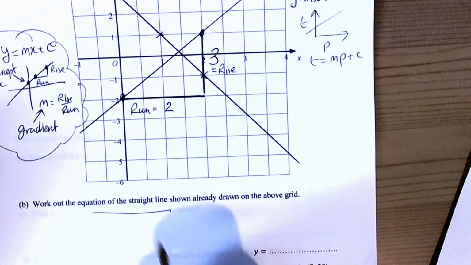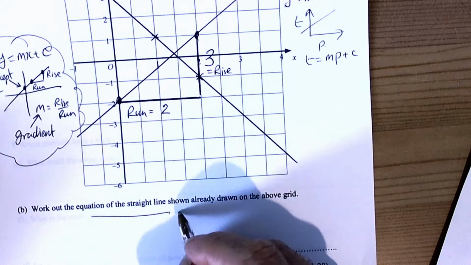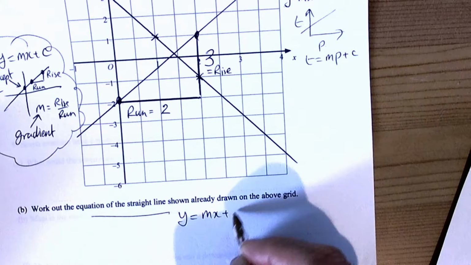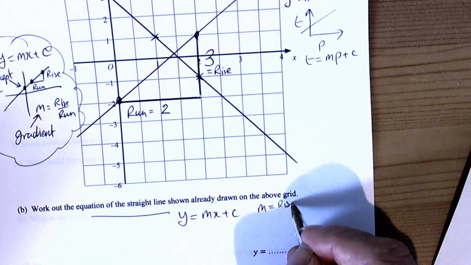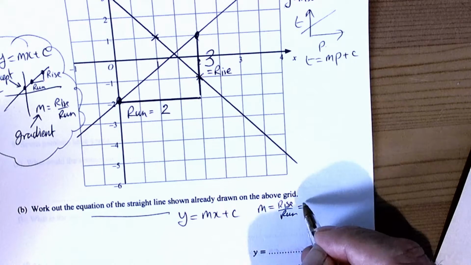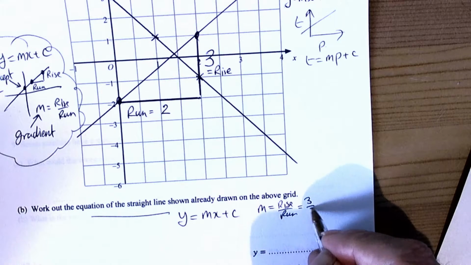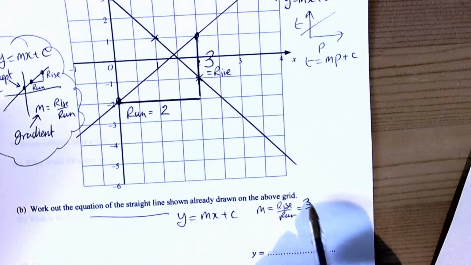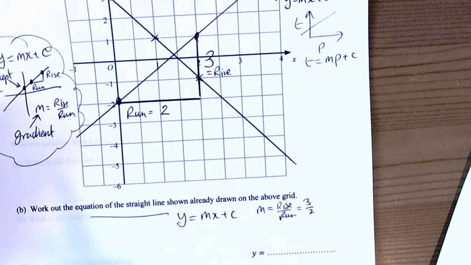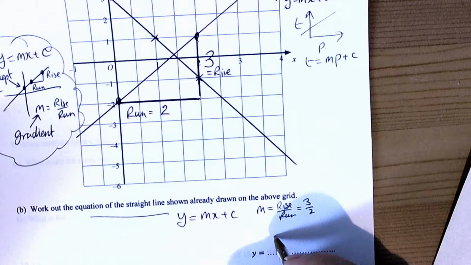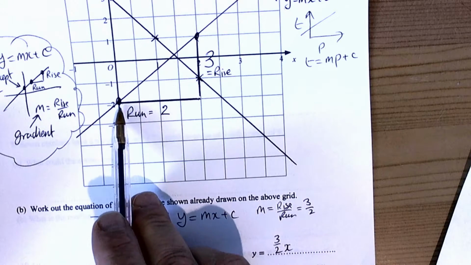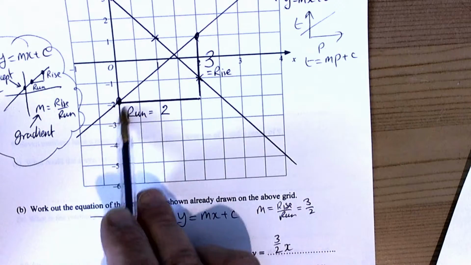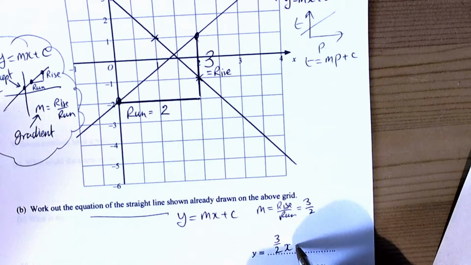So when the question says work out the equation of the line, we follow the format y equals mx plus c. We work out the gradient by doing the rise number over the run number, and in this case the rise was 3 and the run was 2, so our gradient is 3 over 2. So our equation is going to become 3 over 2x, and our c number is where the line crossed the y-axis, which in this case is -2, so it's going to be take away 2.